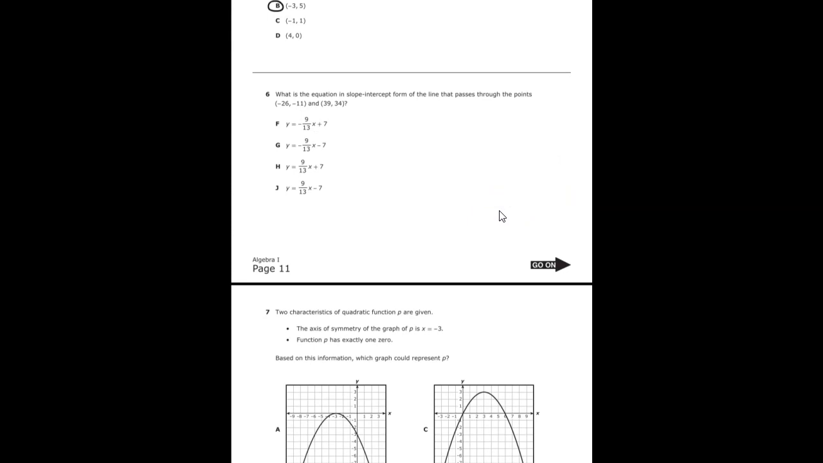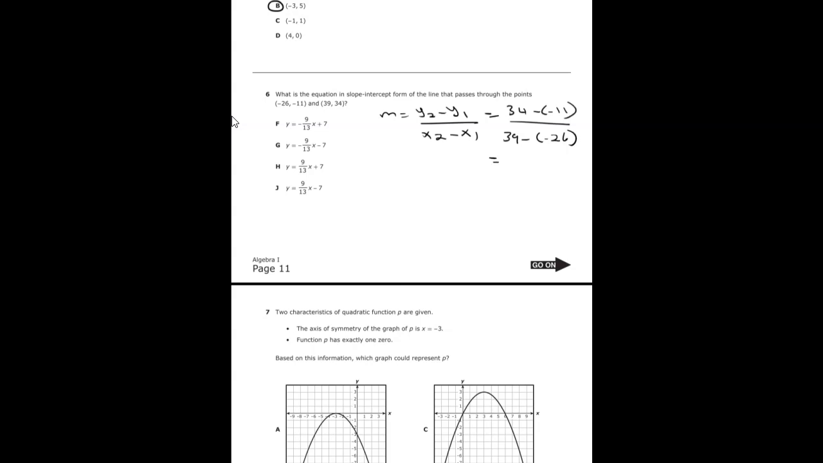Number 6. What is the equation in slope-intercept form of the line that passes through the points (-26, -11) and (39, 34)? So we need to first find the slope. The slope is y2 minus y1 over x2 minus x1. So y2, let's go with 34 minus -11, divided by x2, 39 minus -26.